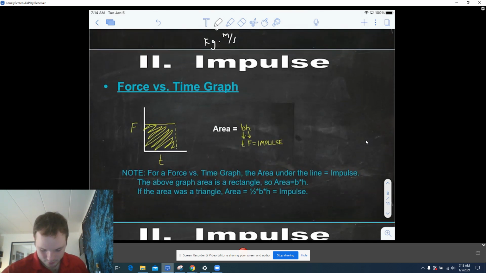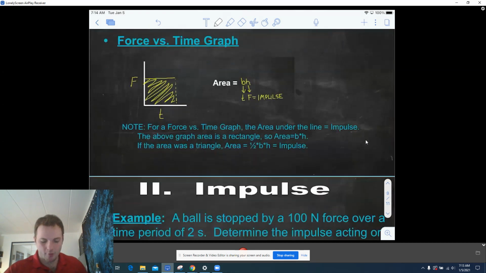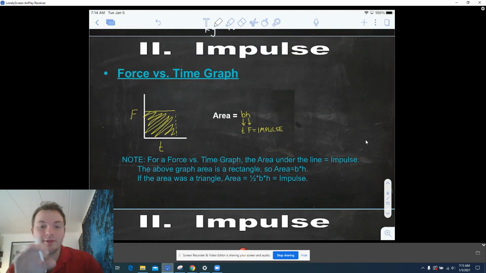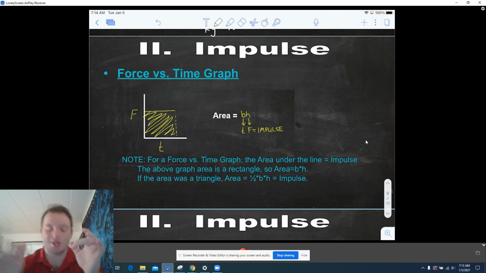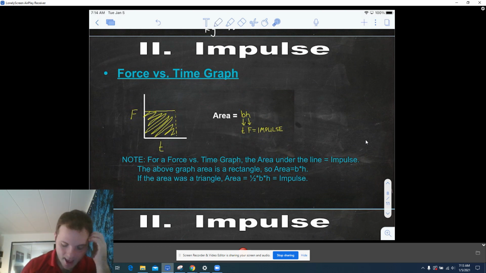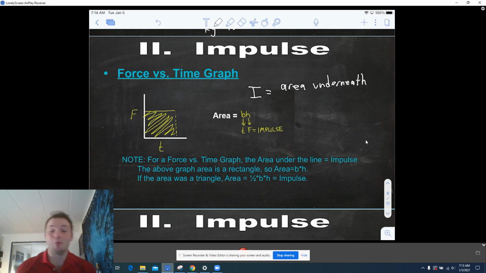Let's do an example. Or before we get to the example, one of the things we need to cover is force versus time graphs. One of the ways to analyze a situation is you analyze it as time goes on and you see how the force changes on the object. So the big key here is the impulse is equal to the area underneath. Now we've had these types of situations before where we were messing with the area underneath.